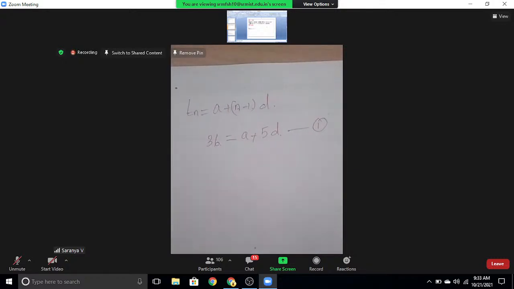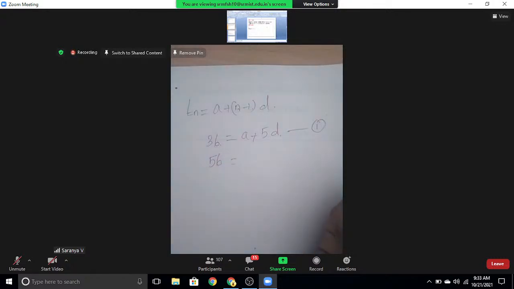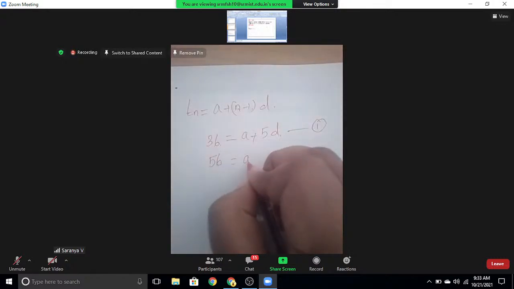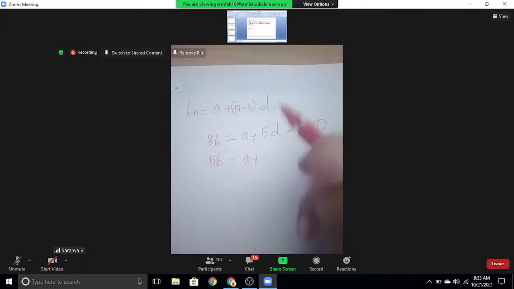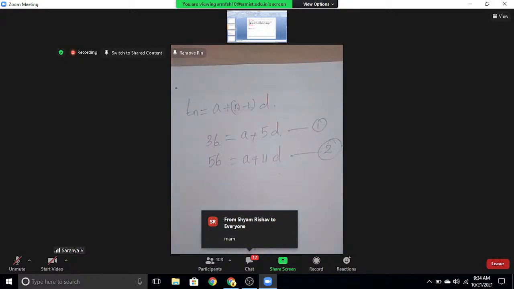Okay. And then come to the next. 56 is nothing but the 10th term. That means a plus 10 minus 1, so 9d. That is your equation 2. So when you solve these two equations, you will get the a and d. Correct? So the a is nothing but your first term.